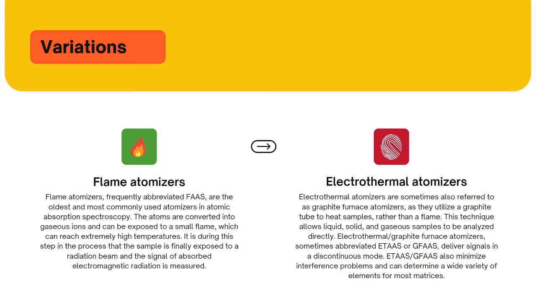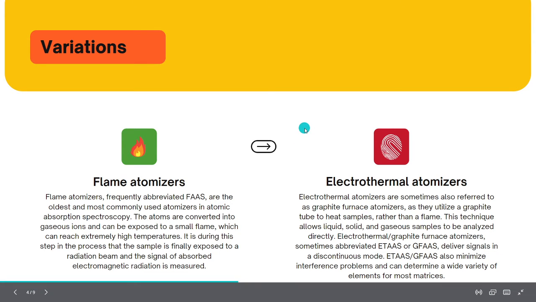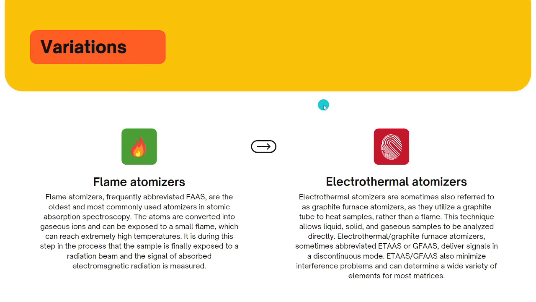and the signal of absorbed electromagnetic radiation is measured as the absorbance. As for electrothermal atomizers, these are also referred to as graphite furnace atomizers, as they utilize a graphite tube to heat samples. Unlike flame atomization, which transforms the sample solution into an aerosol, this technique allows liquid, solid, and gaseous samples to be analyzed directly. Sometimes this delivers signals in a discontinuous mode. In contrast, flame atomizers deliver signals in a continuous fashion. Graphite furnace atomizers also minimize interference problems and can determine a wide variety of elements for most matrices.